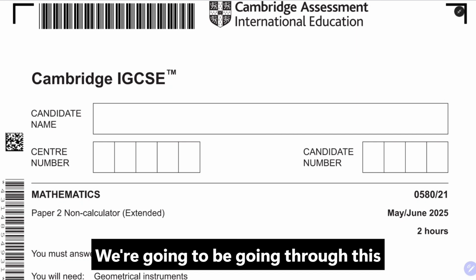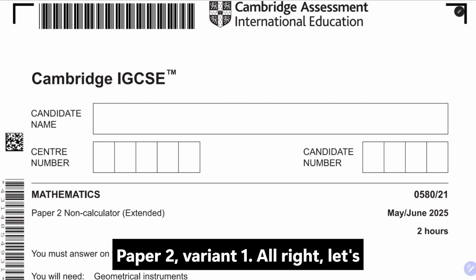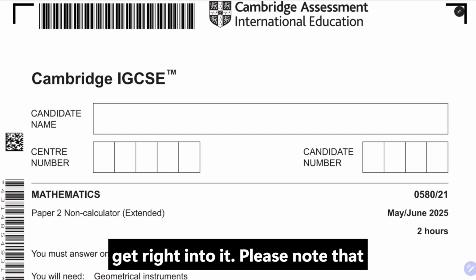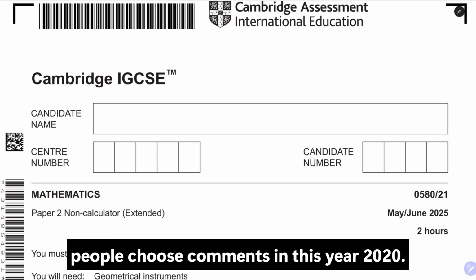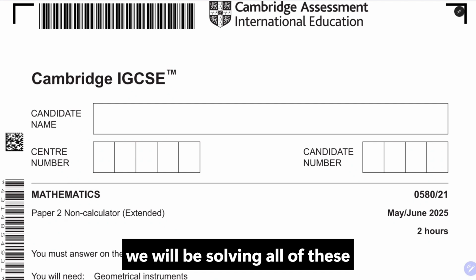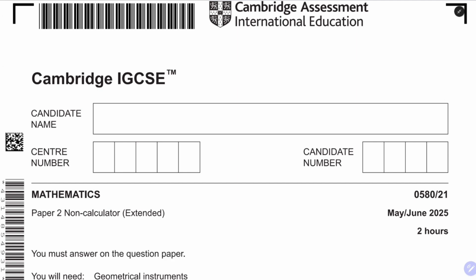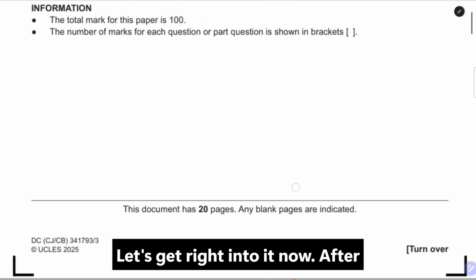Today we are going to be going through this paper. Here is the May-June 2025 paper 2 variant 1. All right, let's get right into it. Please note that paper 2s commencing this year 2025 have become non-calculator papers. So we will be solving all of these questions without using a calculator. Let's get right into it.